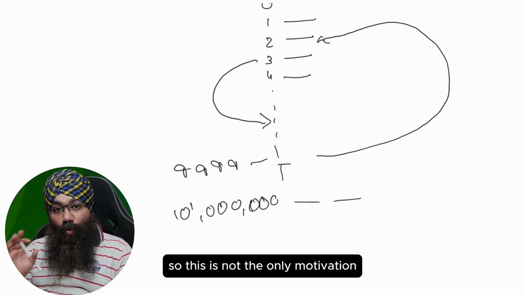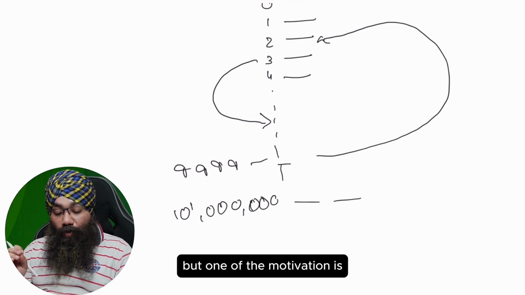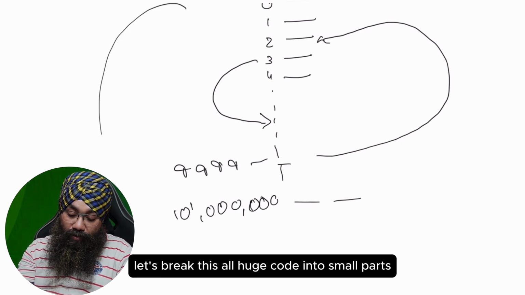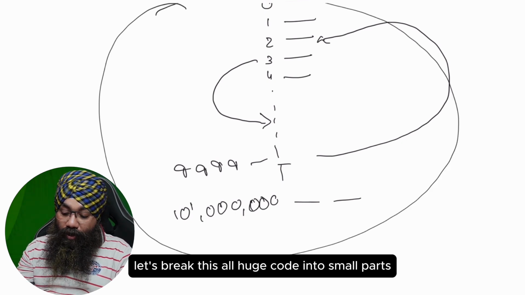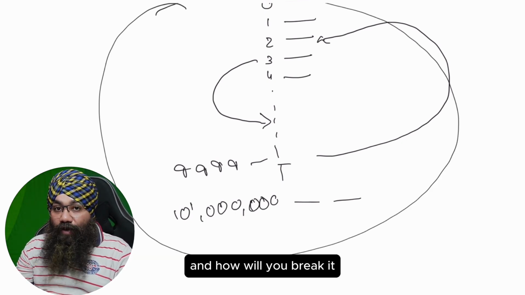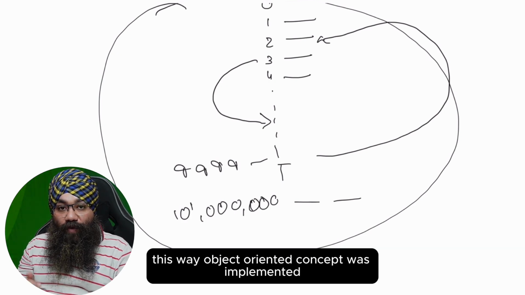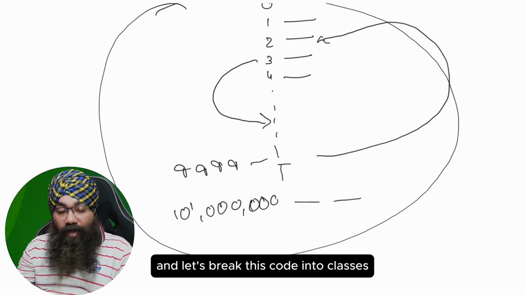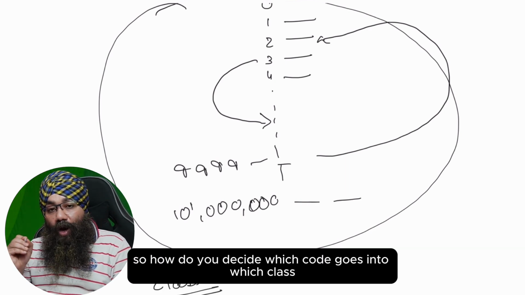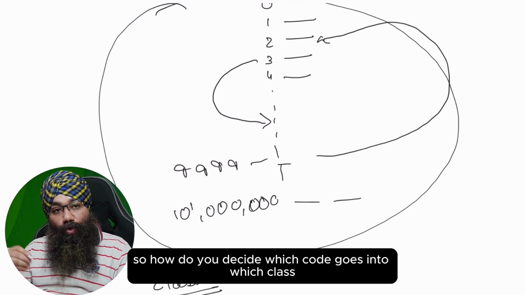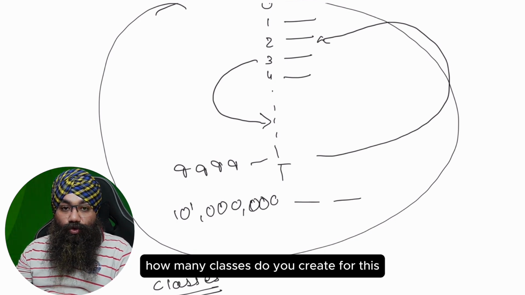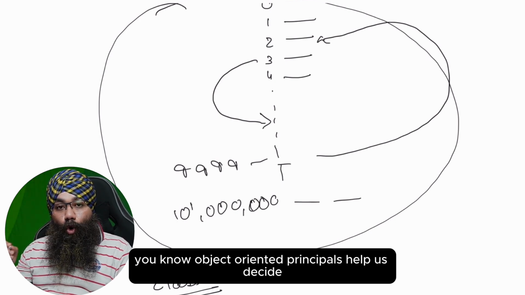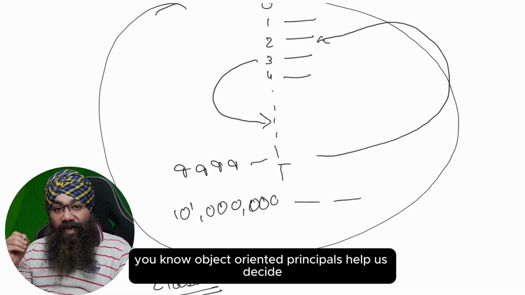This is not the only motivation, but one of the motivations is: let's break this whole huge code into small parts. And how will you break it? This way the object-oriented concept was implemented, and let's break this code into classes. So how do you decide which code goes into which class? How many classes do you create? For this, object-oriented principles help us decide.